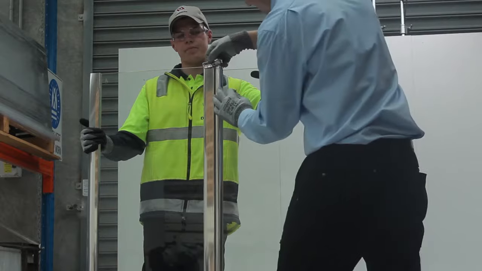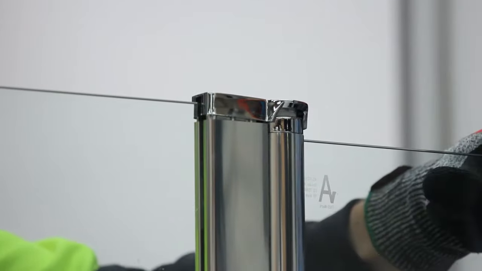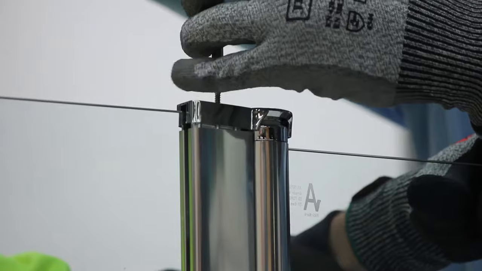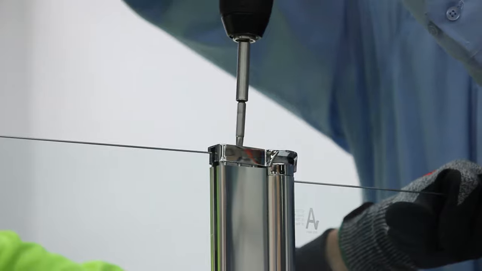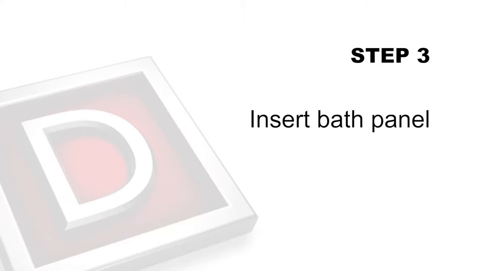Place the second swing junction block to the top of swing panel, connecting both panels together. Fix the swing junction block to the leading edge of the fixed panel using screws provided and ensure it is fixed tightly. Step 3. Insert bath panel and fix off.